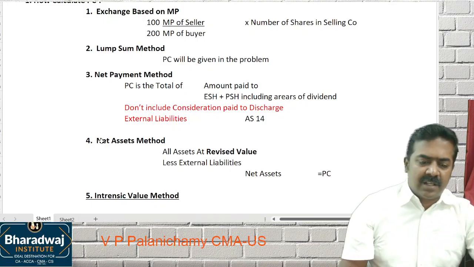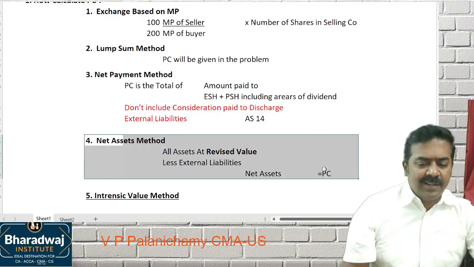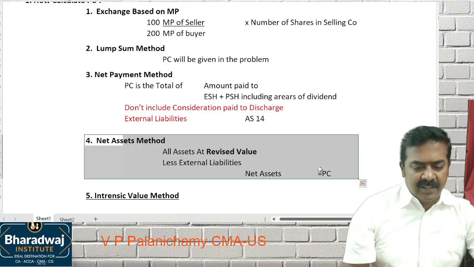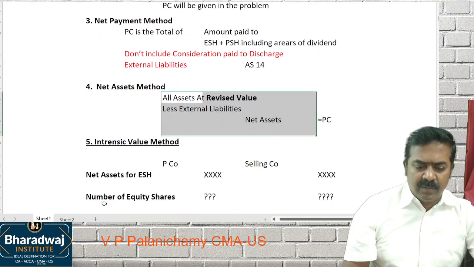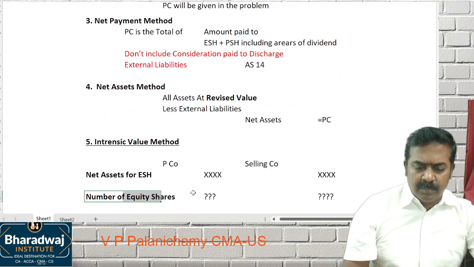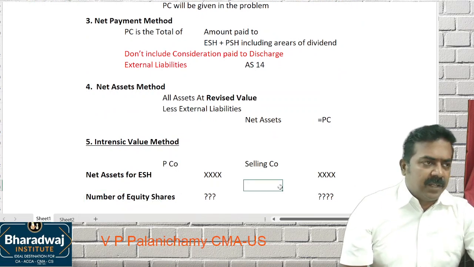If the payments are not clear, then go with which one? Net assets method. Extension of net assets method will give us what is the value of the shares of the company. Based on that, the shares can be allotted. Done.